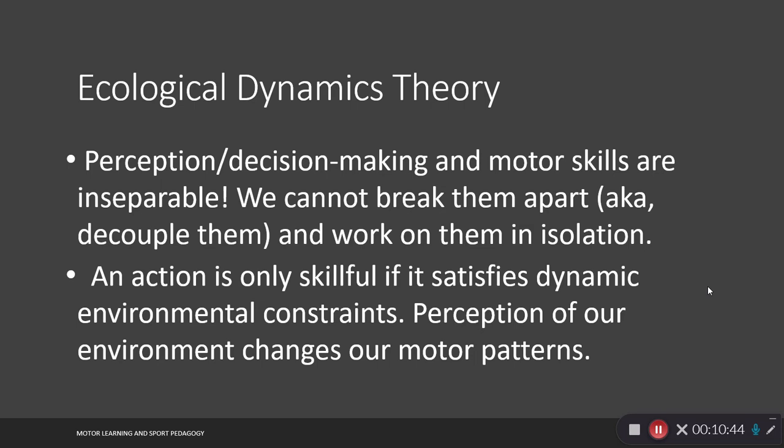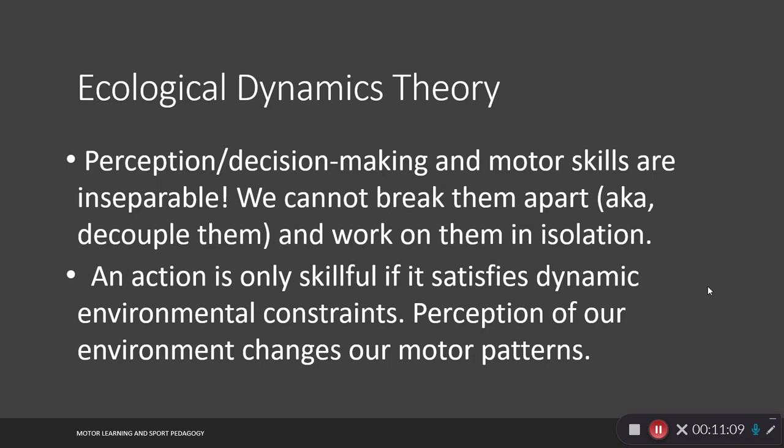And so if we think about it, an action is only skillful if it satisfies dynamic environmental constraints. A given baseball swing is not perfect. It's only perfect if it puts the bat to the ball, and the ball can be delivered at different speeds, different trajectories, different spin rates. And so the action is dependent on what's happening in the environment.